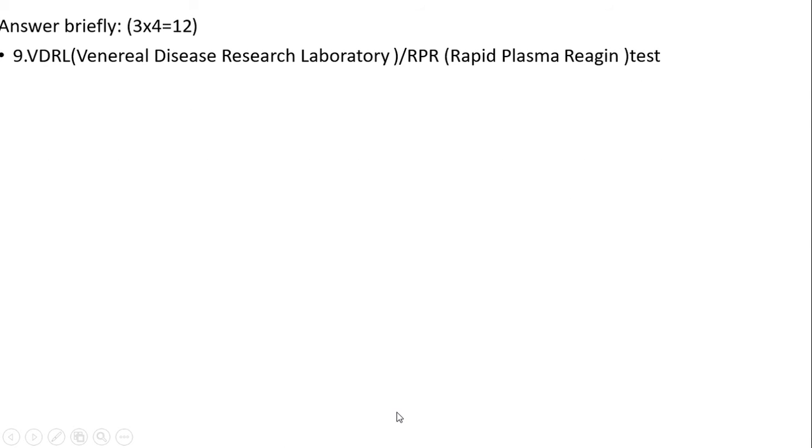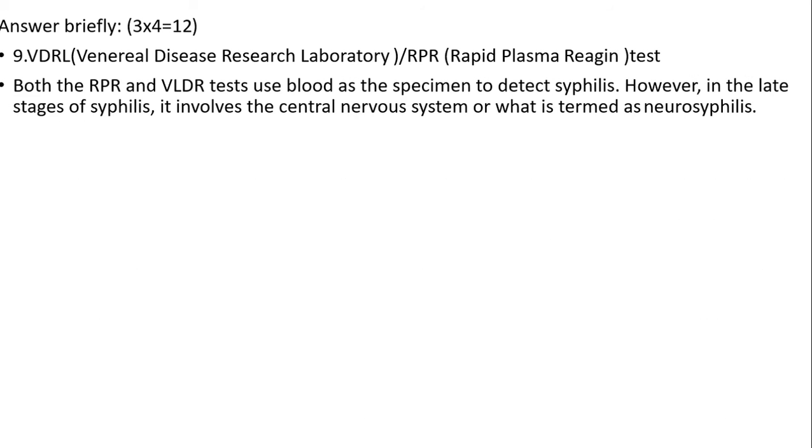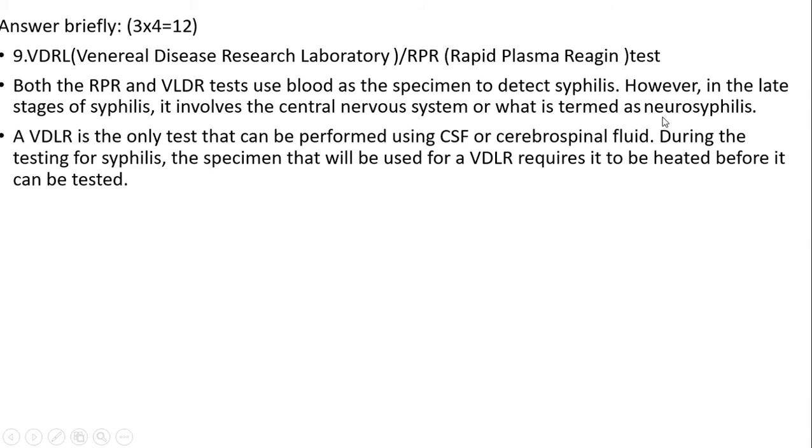Answer briefly. First is VDRL and RPR, the Rapid Plasma Reagin test. Both RPR and VDRL tests use blood as the specimen to detect syphilis. However, a different stage of syphilis involves the central nervous system, which is termed neurosyphilis. VDRL is the only test that can be performed using CSF or cerebrospinal fluid.